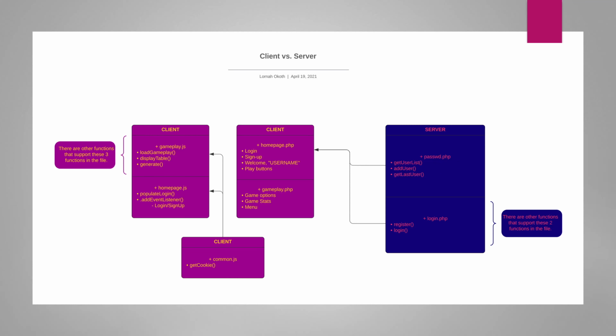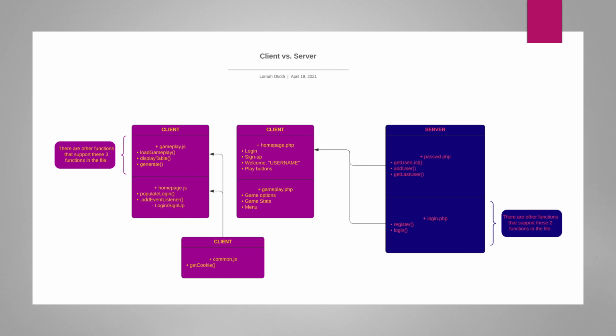Here is the UML, the client versus server. On the client side, we have gameplay.js, homepage.js, common.js, homepage.php, and gameplay.php. For the server, we have password.php and login.php.